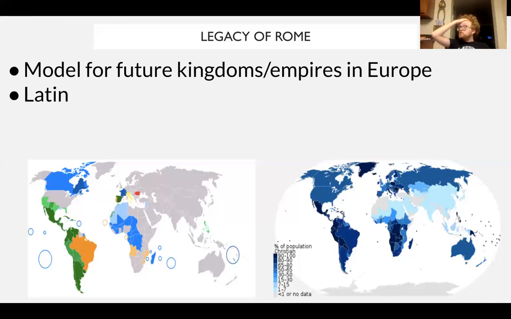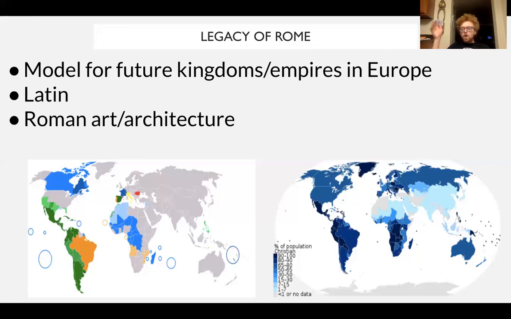Latin, of course, is a major legacy, not only in terms of language for these Romance languages, but also in terms of religion, because Christianity, especially Catholicism, is going to take on Latin as its language of ritual. We have Roman art and architecture. This is held up as the supreme form of art throughout Western society. But also, of course, is Christianity.